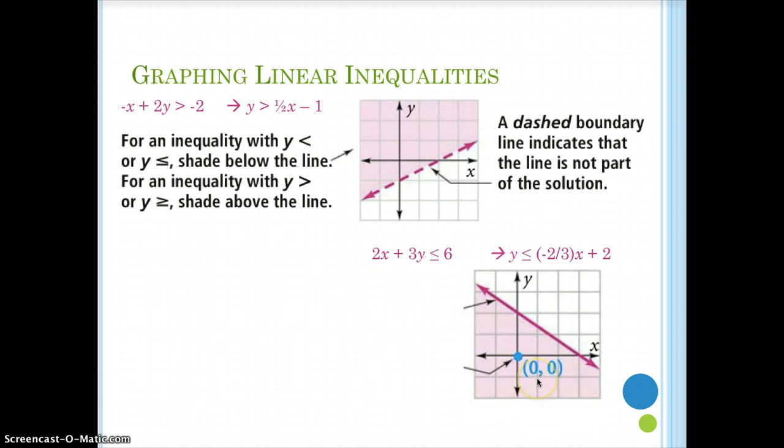Once we pick a test point, we can plug in these values into the line to make sure it makes a true statement. So since 0 is for x and y, we can plug those into our original inequality. 2 times 0 is 0, plus 3 times 0 will give us 0 again. And we get the statement that 0 is less than or equal to 6. And that is a true statement. So we at least know that 0, 0, this point here, is within our solution.